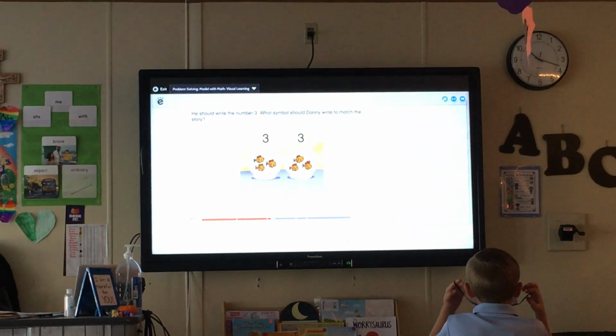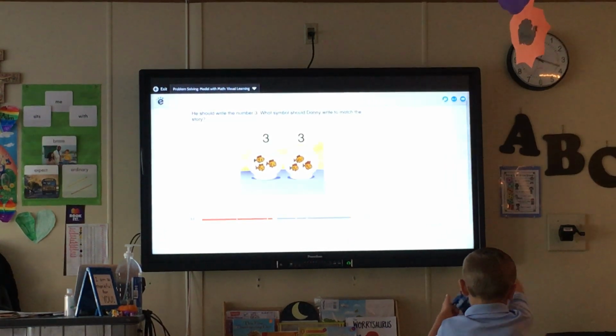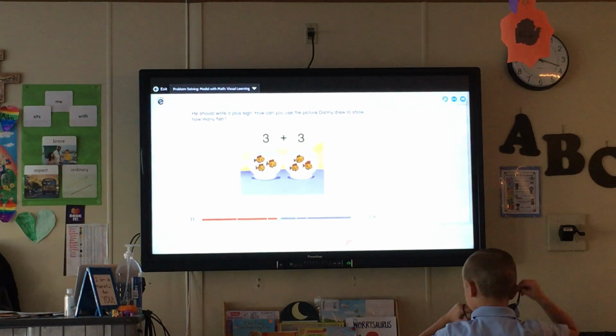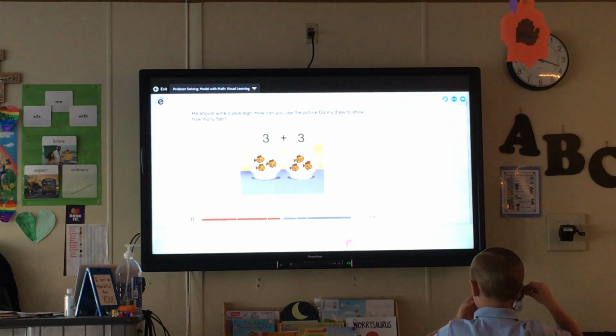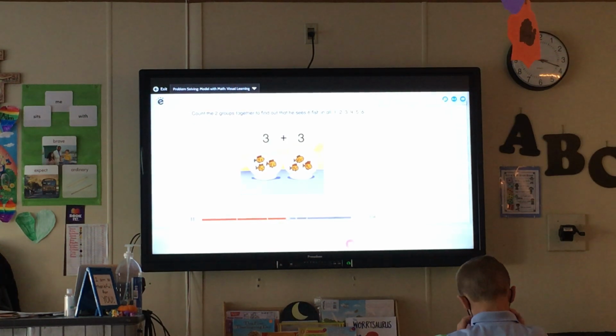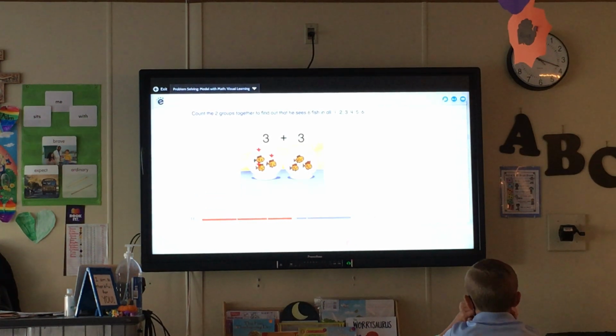What symbol should Danny write to match the story? When you have a 3 and 3, what symbol do you need in the middle? A plus sign. How can you use the picture Danny drew to show how many fish? Count the 2 groups together to find out that he sees 6 fish in all. 1, 2, 3, 4, 5, 6.